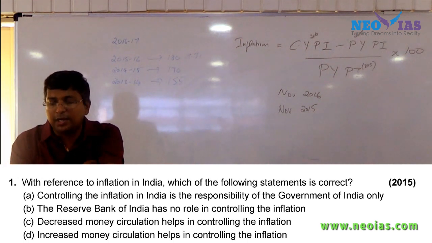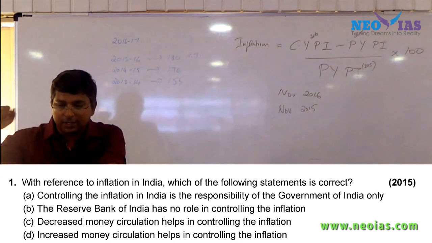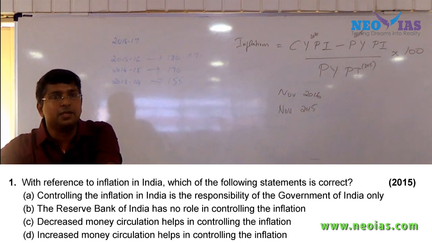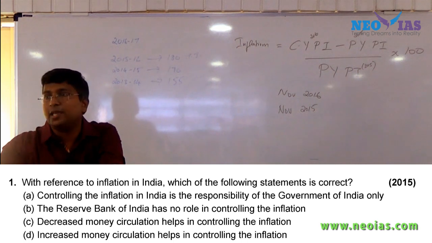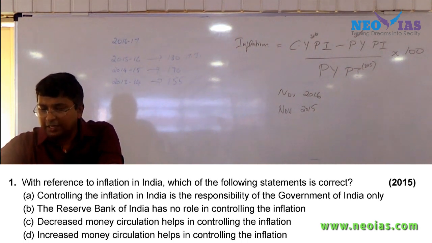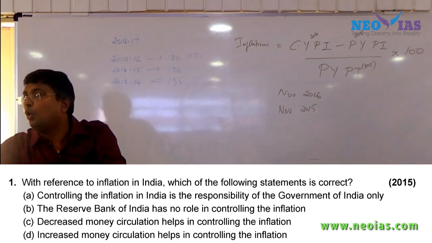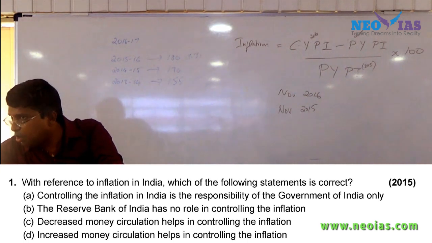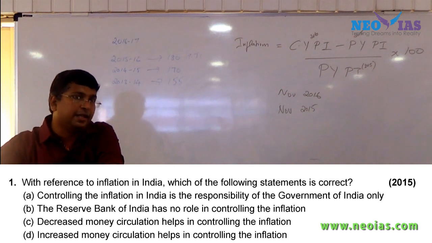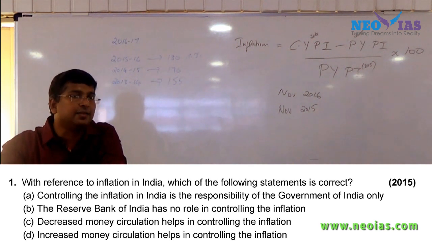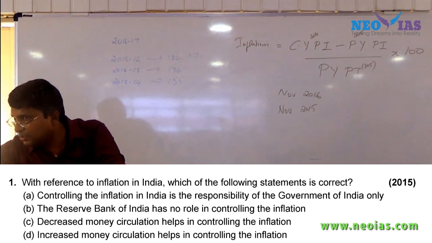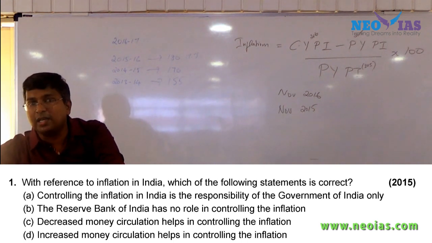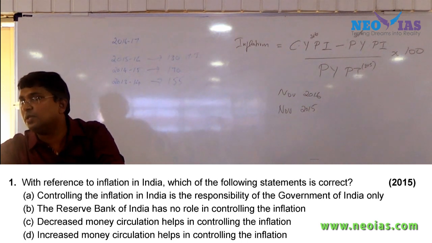Now what about statement A? What is the problem in that statement? There is a keyword. What is that keyword? Only. Controlling the inflation in India is the responsibility of the government of India only. That is a wrong keyword, and that's a wrong statement. It is the responsibility of the government of India and the central bank, RBI. So be very careful. These terms will help you to identify your answer. So that statement is wrong.